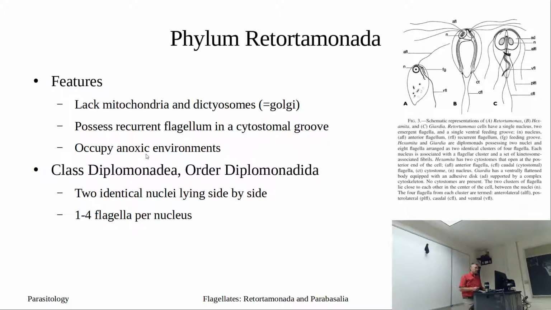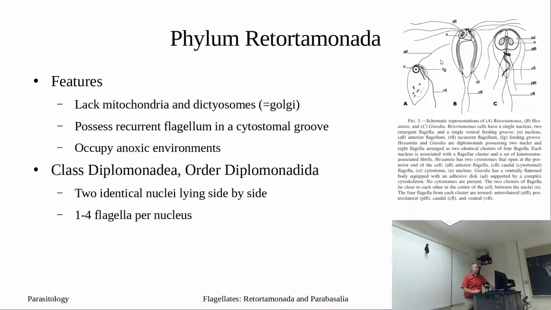All right. So this is a fairly large group. The only one that we're going to talk about is Giardia. This is in the class Diplomonada, in the order Diplomonadida. A feature of this order is that we have two identical nuclei lying side by side. So in our Giardia, we've got two nuclei, side by side. Members of this group also have anywhere from 1 to 4 flagella per nucleus, so you could have as many as 8 flagella total.